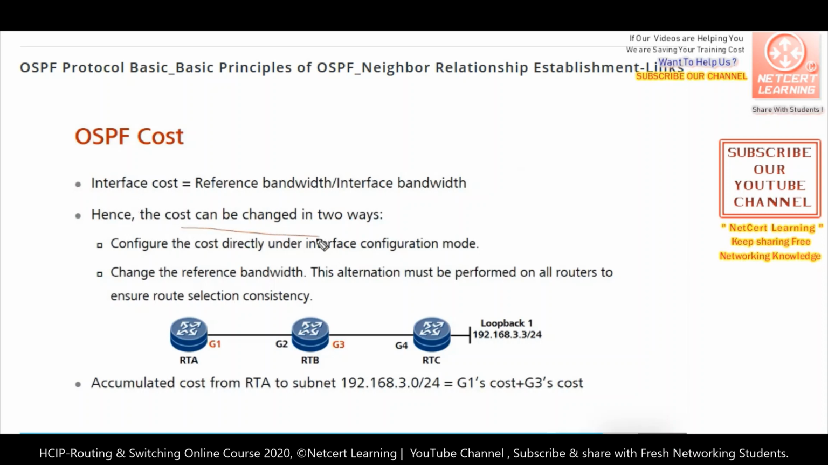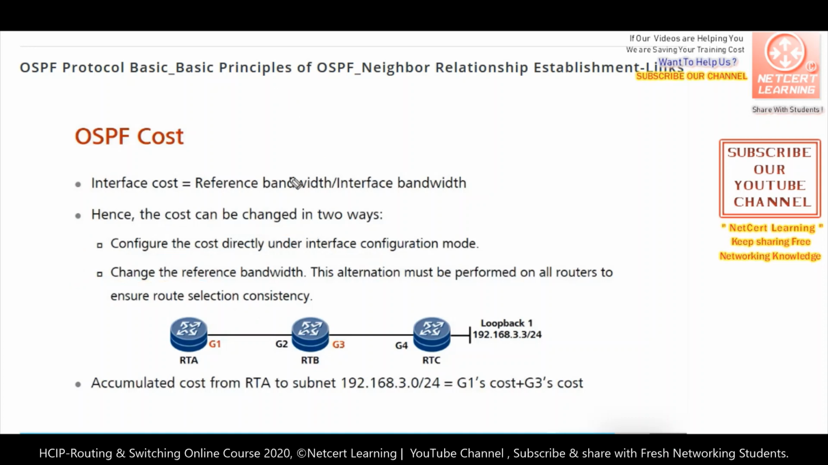So the cost can be changed in two ways. The first one is to configure the cost directly under the interface. So we have to go to the interface and change the cost directly, regardless of the interface bandwidth. Now, the second way for us to change the cost is to change the reference bandwidth.